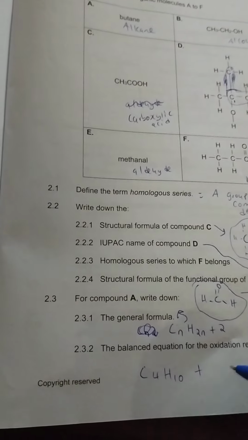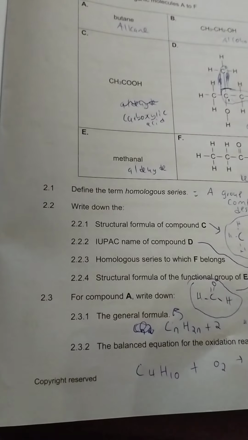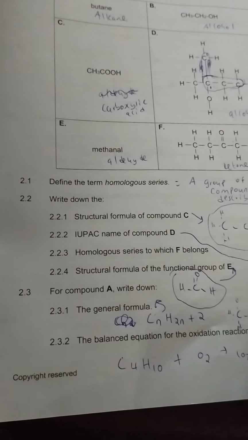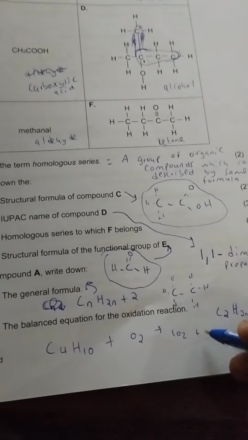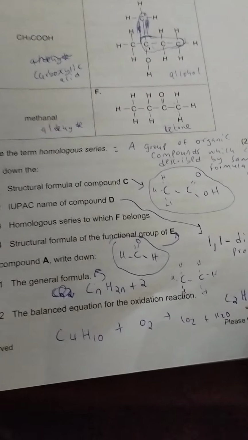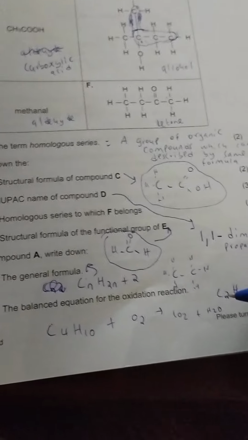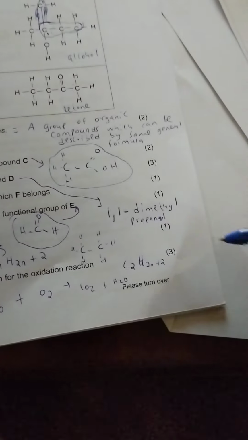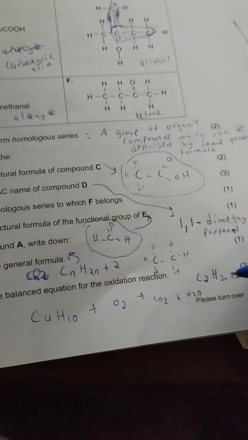Remember, during combustion, it reacts with oxygen. The two products, remember, are CO2 and water. Those are the two products you get during combustion. That's the first thing that you must do. Sure, they're going to give a mark for that. They want us to write the balanced equation, because it's 3 marks.